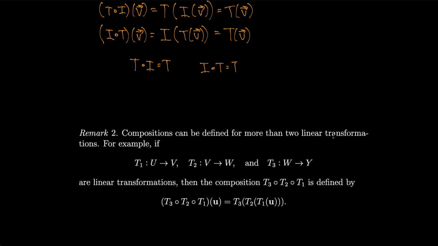Compositions can be defined for more than 2 linear transformations, right? There's nothing really stopping us here. We can go from U to V, then from V to W, and then from W to Y. So we can compose 3 transformations. We would get T3 circle T2 circle T1. We just keep plugging one into the next one.